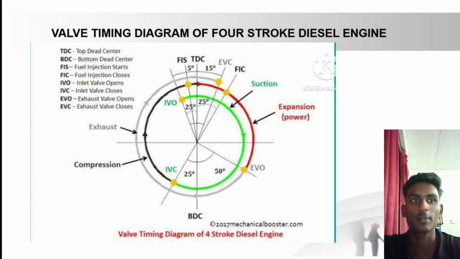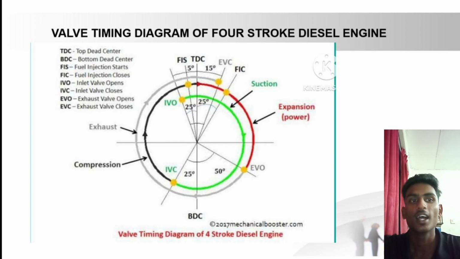Number 3. Injection timing. Instead of using a spark plug, diesel engines inject fuel directly into the cylinder near the end of the compression stroke. It typically occurs shortly before or after top dead center on the compression stroke. Number 4. Exhaust valve opening. The exhaust valve opens near the end of the power stroke as the piston approaches bottom dead center to allow the expulsion of exhaust gases from the cylinder.